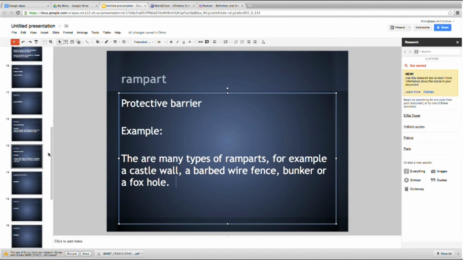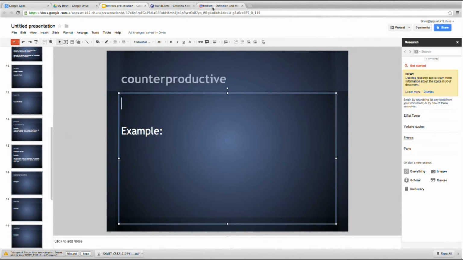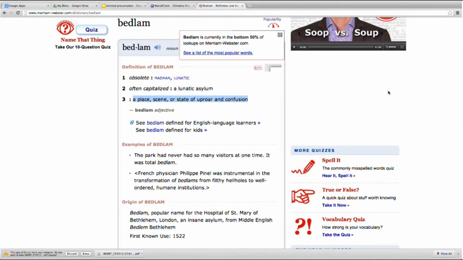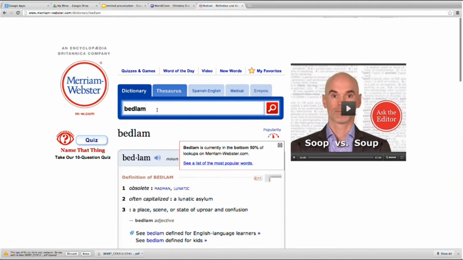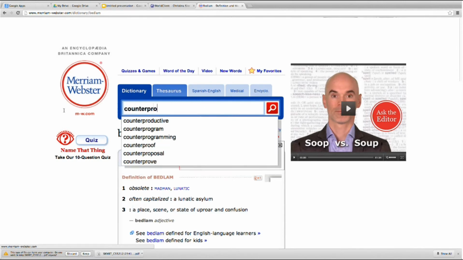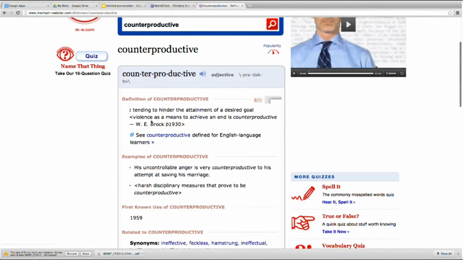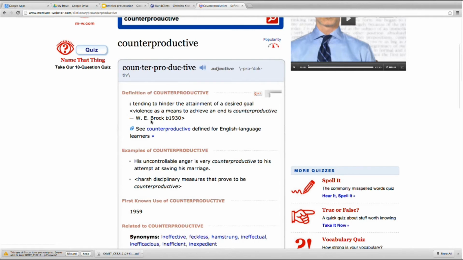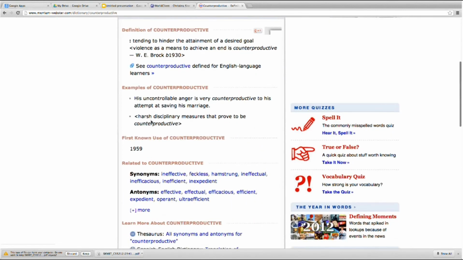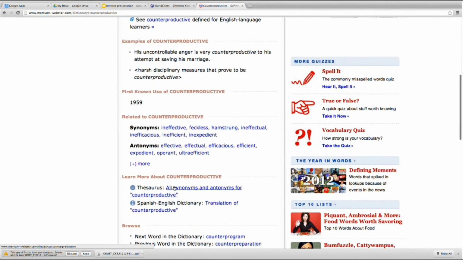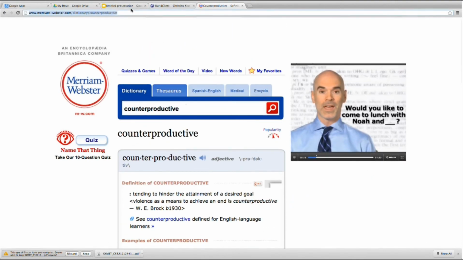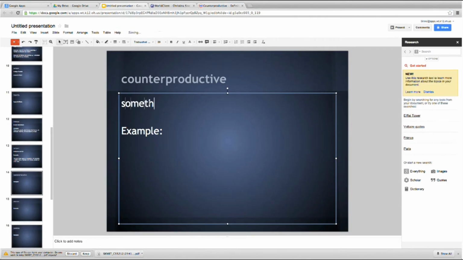We're going to do one more. Counterproductive. Now, a lot of you struggled on this one. So we're going to look this one up. Looky here. Tending to hinder the attainment of a desired goal. Some synonyms are ineffective, ineffectual. What counterproductive means is anything that is holding you back from a goal.